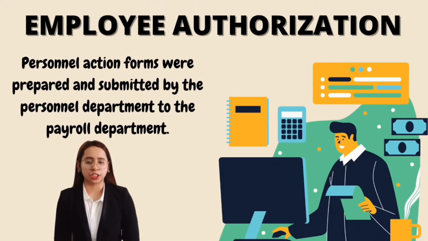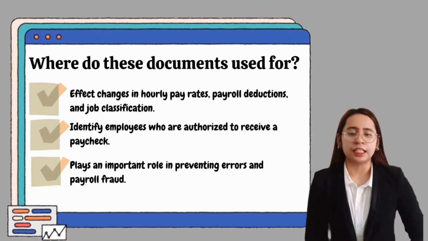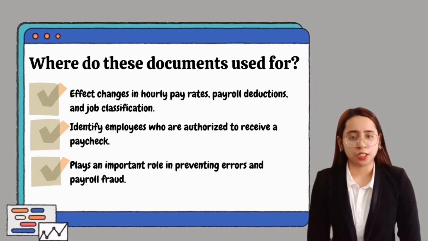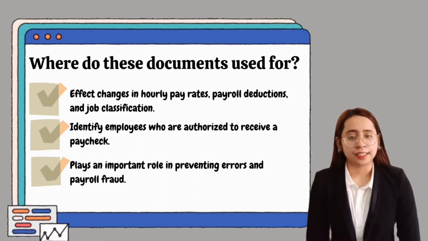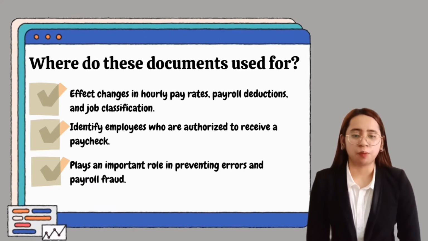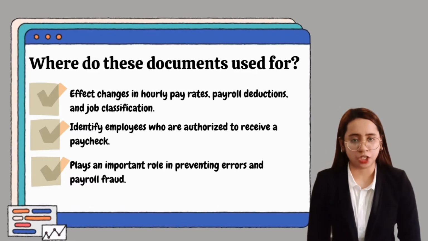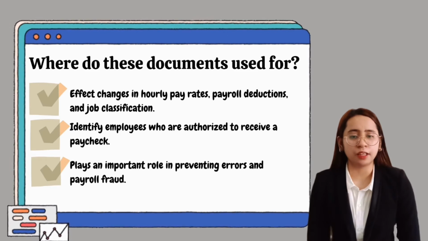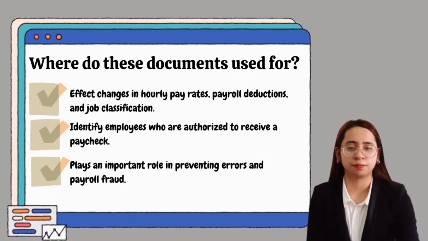Employee authorization. Personnel action forms are prepared and submitted by the Personnel Department to the Payroll Department. So, what are these documents used for? First, these are used to effect changes in hourly pay rates, payroll deductions, and job classification. Second, these also identify employees who are authorized to receive a paycheck. And lastly, the information plays an important role in preventing errors and payroll fraud.